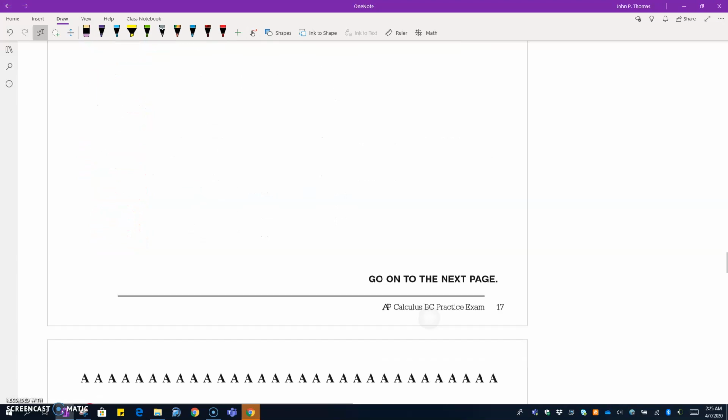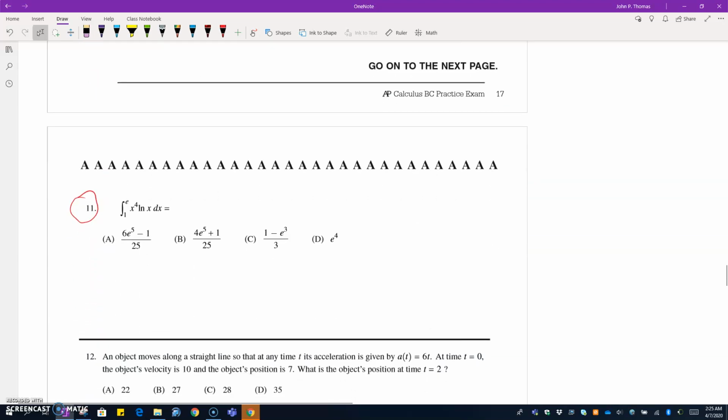If I jump through the rest, the next one was 11. On 11, we have x to the 4th ln of x. And this looks like an integration by parts problem to me. So we've got our u and our dv. At first I may be thinking, let's pick x to the 4th for the u. But then over here, I'd have to take the antiderivative of ln of x, which is not easy for us. So I'm going to switch it up, and make this one our x to the 4th, and this one our ln of x. I did that because I know the derivative of ln of x is 1 over x.